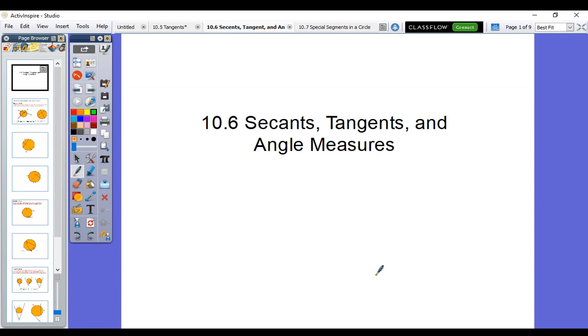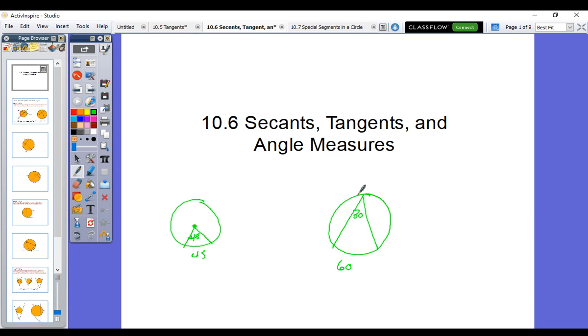All right. So up to this point, we have talked about angle measures inside a circle or on the circle. So we have our circle with our central angles at the center. Remember, this equals this. So this is 45, this is 45. And then we talked about our circles where the angle is on the circle. Remember, if this is, to say, 60, this is 30. Okay, so we're going to talk about two more different kinds today.